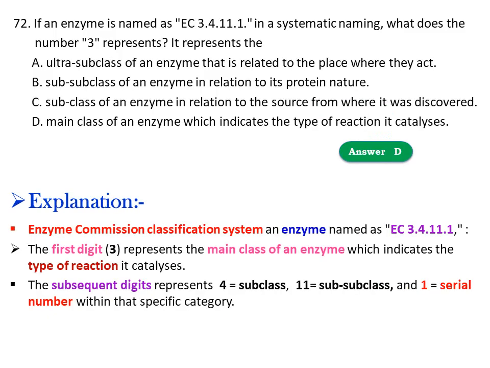In the Enzyme Commission classification system, for an enzyme named EC 3.4.11.1, the first digit 3 represents the main class of the enzyme, which indicates the type of reaction it catalyzes. The subsequent digit 4 represents the subclass, 11 represents the sub-subclass, and the end number 1 represents the serial number.